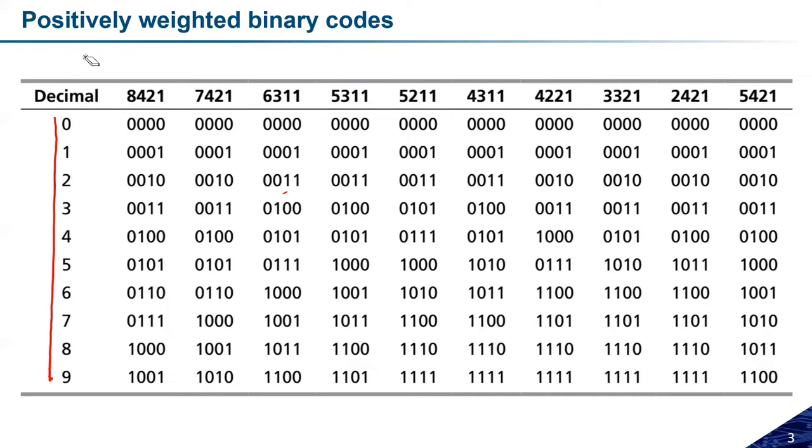Fine. So this is how. Two important conditions that you need to consider. The first condition is you must be able to get all the decimal numbers, whatever we have. And the second possibility is that it is not necessary to keep the weights in ascending order. It is not mandatory. You can keep the weight at any place. So this is all about the positively weighted code.